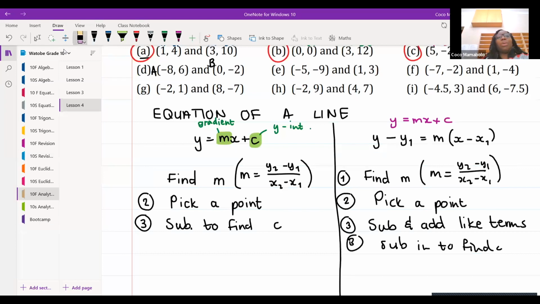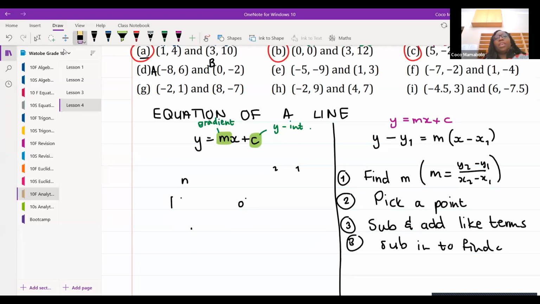So I'm going to erase these because I want this space. All right. Now, my number 1 rule over here, I'm going to use this point. Let's use the point D.